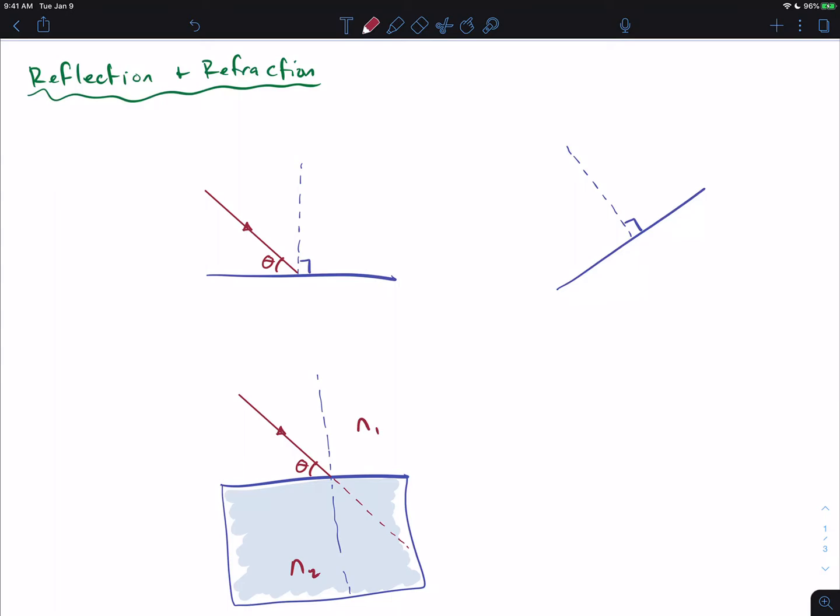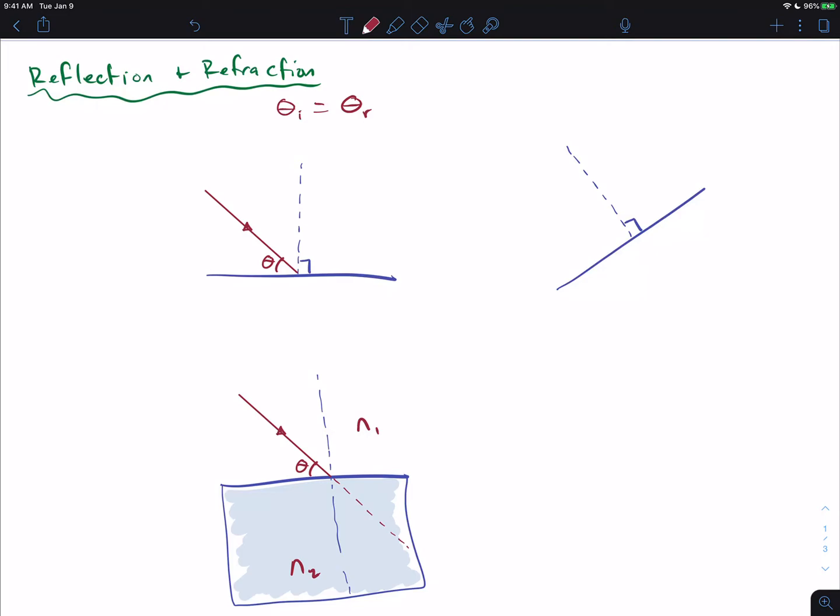So the important thing to keep in mind here for reflection is that I'm always going to have two angles I'm working with. The first is my angle of incidence. This is my incoming angle. And then the second is my reflected angle. So this is the outgoing angle. And the important thing for us here is that these things are equal.